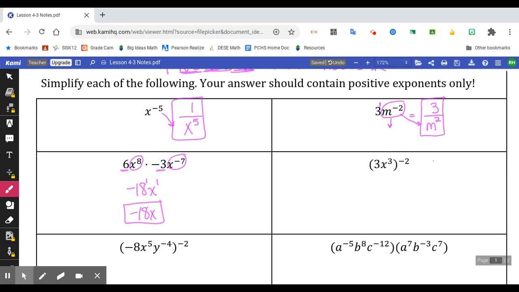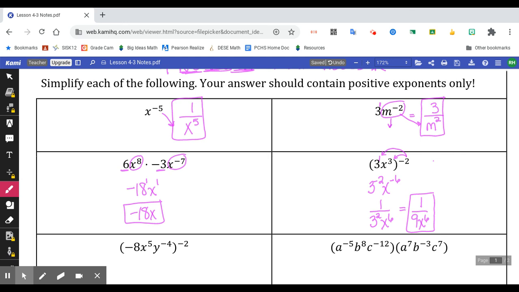Outside means we're distributing. Remember, there's a 1 right here. So this is distributed to both of these. This becomes 3 to the negative 2 and x to the negative 6. They both have negative exponents, so they both have to drop to the bottom. That becomes 1 over 3, now they become positive, squared x to the 6th. And then we have to simplify. So I can go ahead and do 3 squared, which is 1 over 9 x to the 6th.